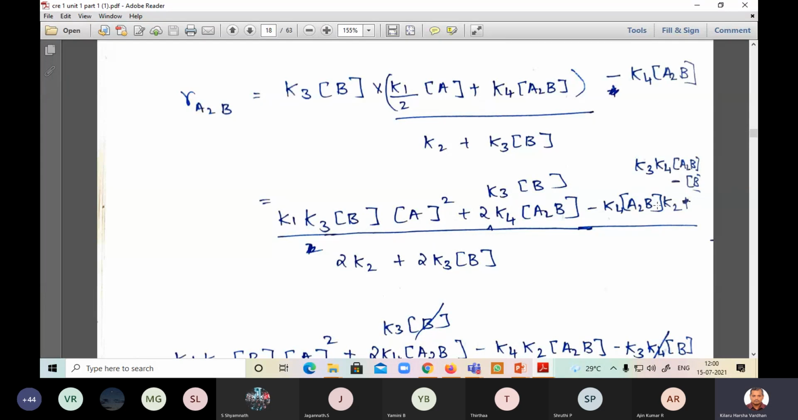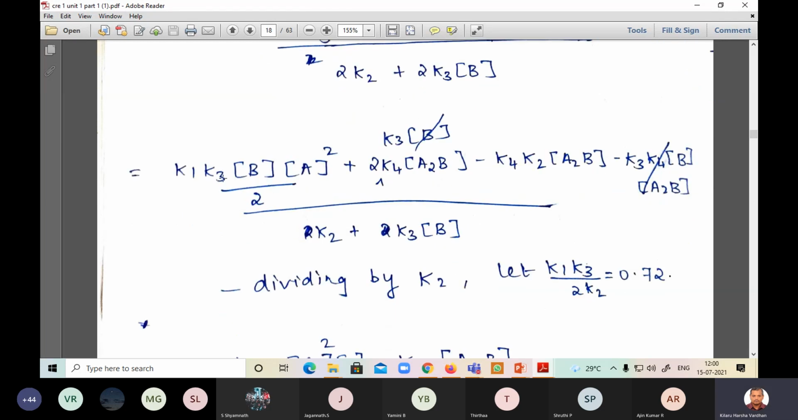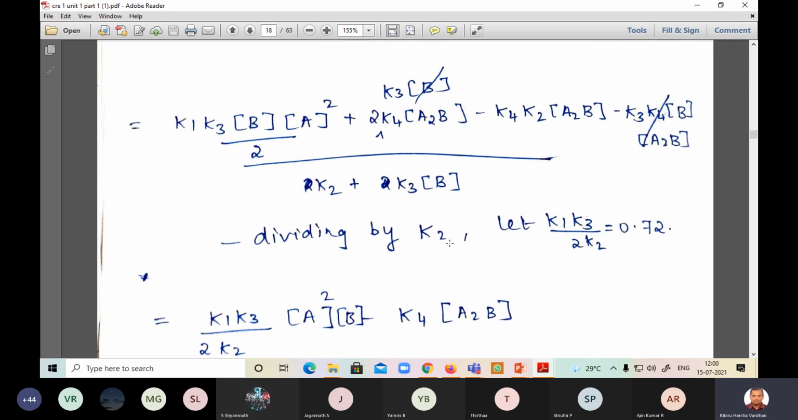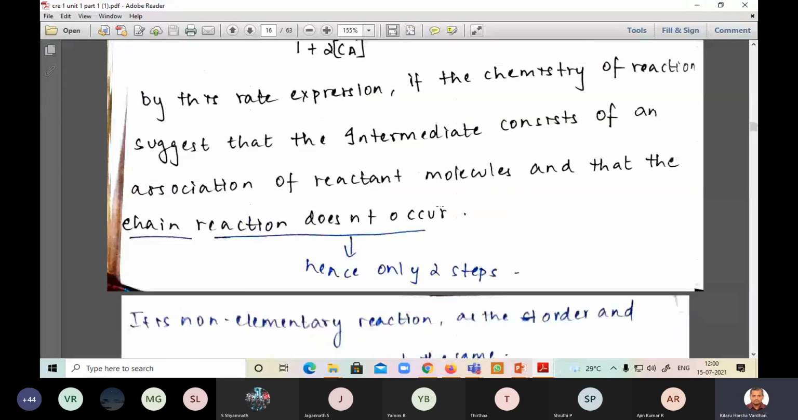So if you split this particular thing, what will happen now? You see K1 K3 B A square by 2, plus 2 K4 K3 A2B minus K4 K2 A2B minus K3 K4 B into this. This is a negative quantity and this is a positive quantity. It gets cancelled out. So you are left with 2 terms in the numerator and 2 terms in the denominator. So if you divide, K1 K2 by 2 B A square minus K4 K2 A2B divided by K2 K3 B.